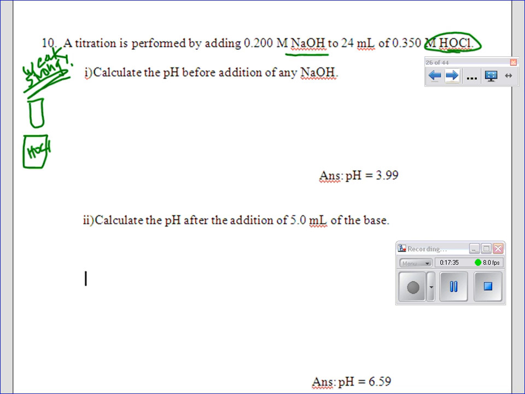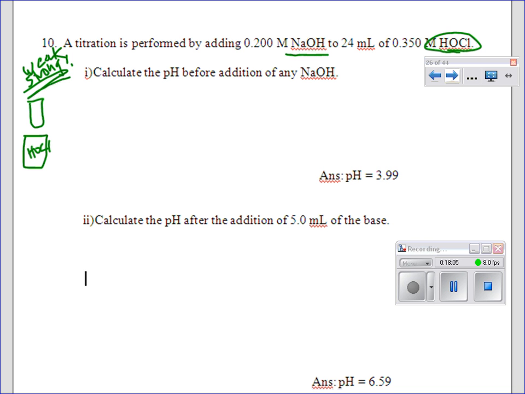How do I do that? Hydrolysis. Yeah, an ICE table, all we're doing is finding the pH of a weak acid. You said hydrolysis. No, it's not. That's not what hydrolysis is. That's called hydration.